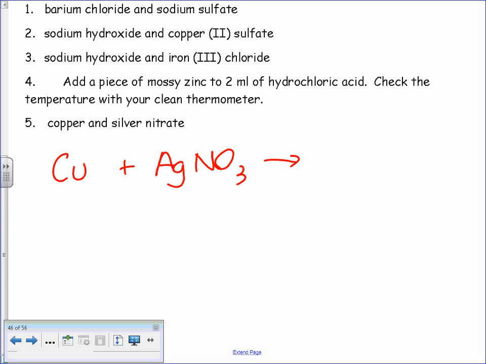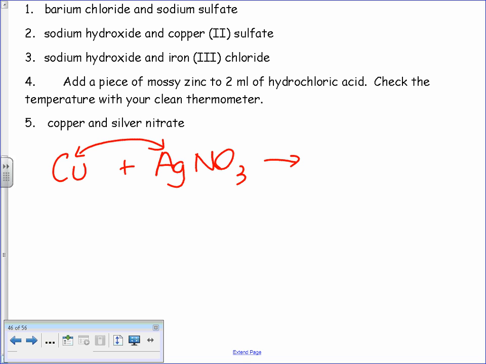Activity series. Yes. Well, look, copper is really low. Where's silver at? Even lower. It's like 2 below it, right? So they're still very low, but copper is still above. So yes, this will happen. Yes, this will switch places.